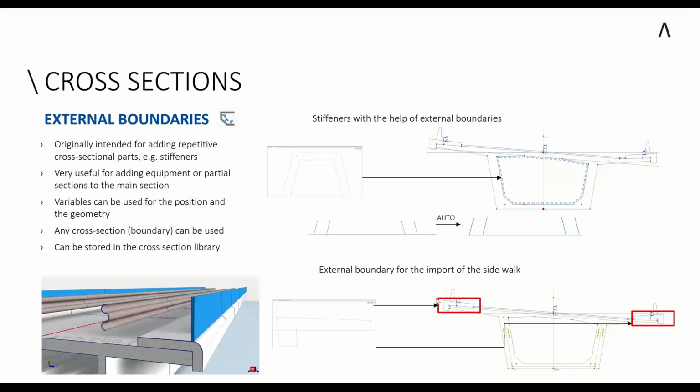and then I want to include it into my main girder section. So in that sense, the idea is to draw this sidewalk, make it parametrically, store it in the library, import it, and then just add it to your current section as an external boundary. So this is another application how we can use templates to add additional parts to our main section.